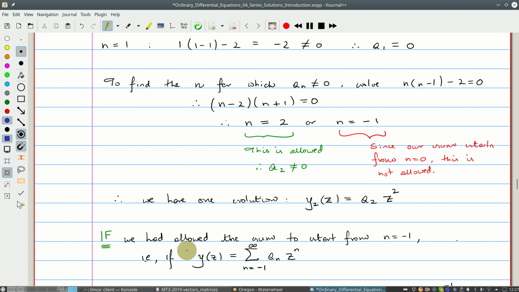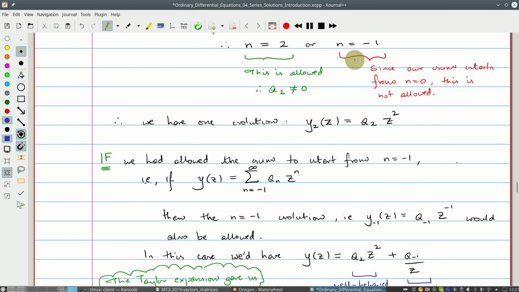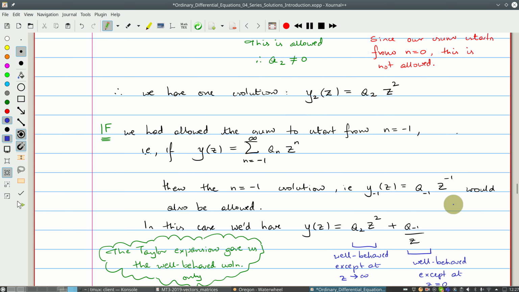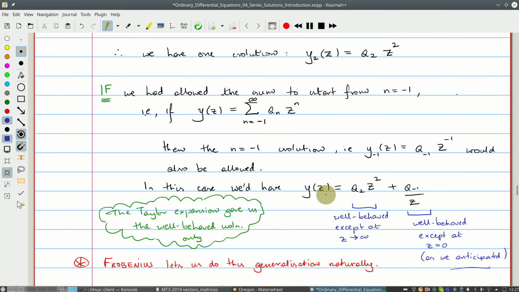However, if we had allowed the sum to start from n equals minus 1, that is, if y(z) was written as the sum with n starting from minus 1 to infinity, then the second of those solutions would also be allowed. And we would then have another solution, which I've called a of minus 1, that's just the constant of z to the minus 1. In this case, our full solution would have been y(z) equals a2 z squared plus a of minus 1 divided by z.